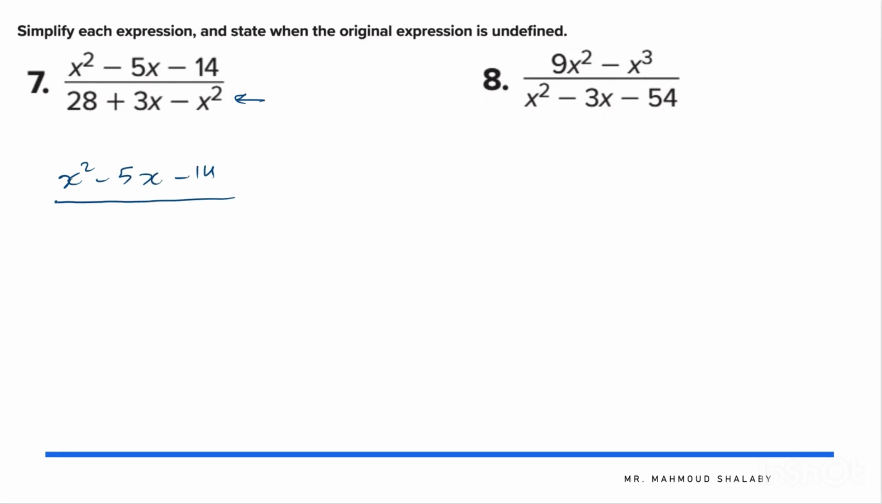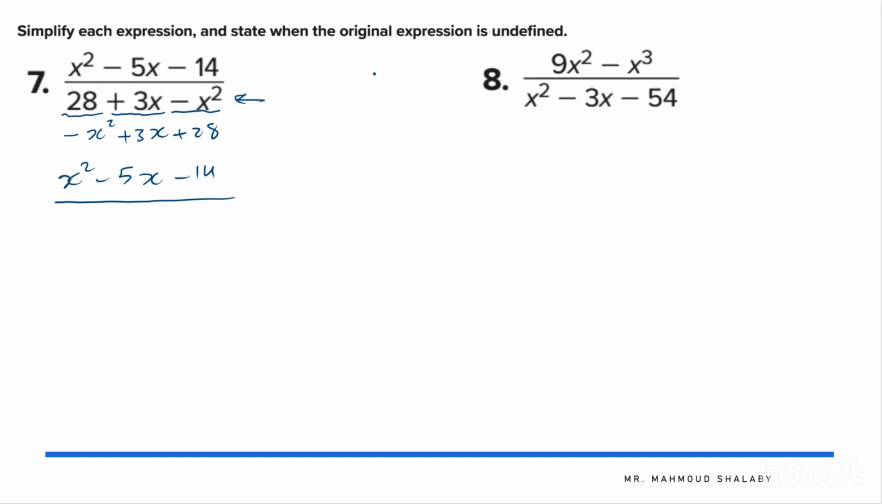The numerator is correct. For the denominator, I will rewrite it. If you rewrite this, ya shabab, in the standard form, starting from the higher power of x, it will be negative x to the power of 2 plus 3x plus 28. As you noticed, I'm just rearranging each term, and each term starts with its sign, like it's a negative x power of 2. So if I put it first, it's still negative x power of 2.